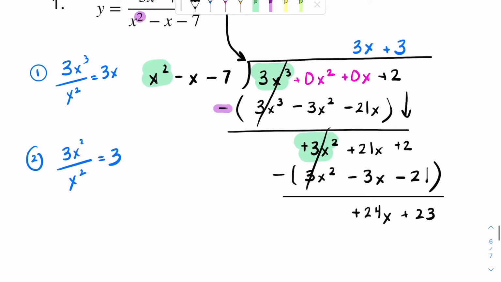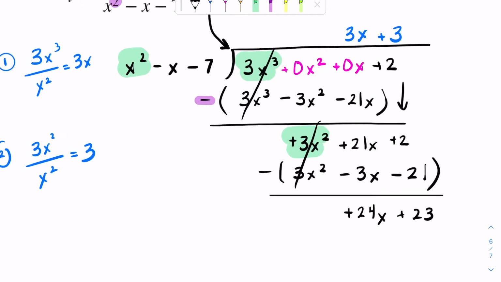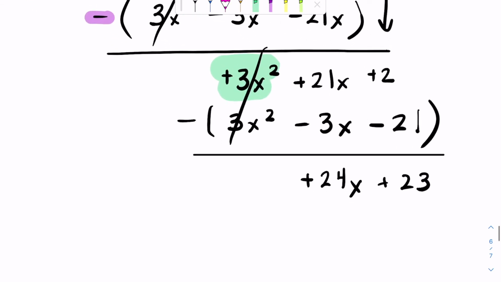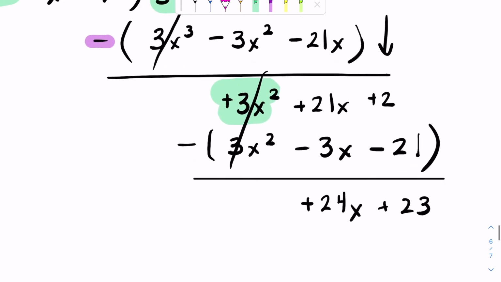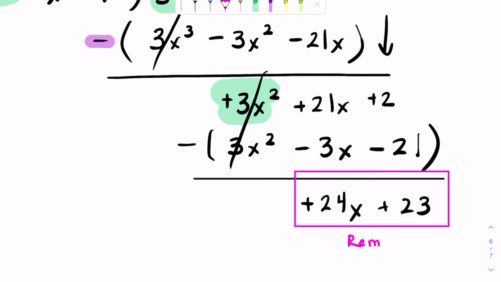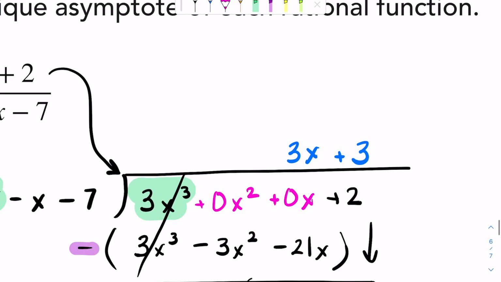All right, so when you are finding the oblique asymptote, your oblique asymptote is only the quotient. So I'm going to label this as the remainder. But we actually don't need it. So previously we've used this. Now we are only looking at the quotient.